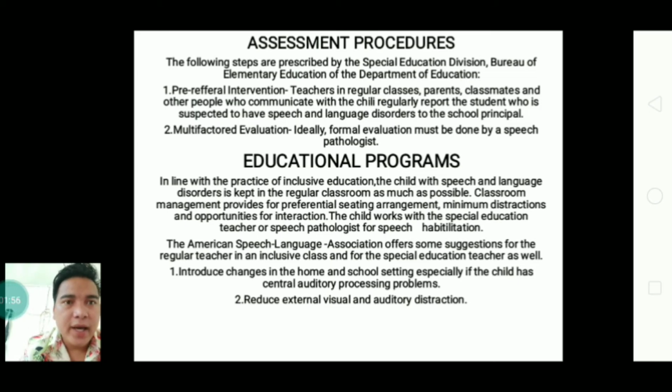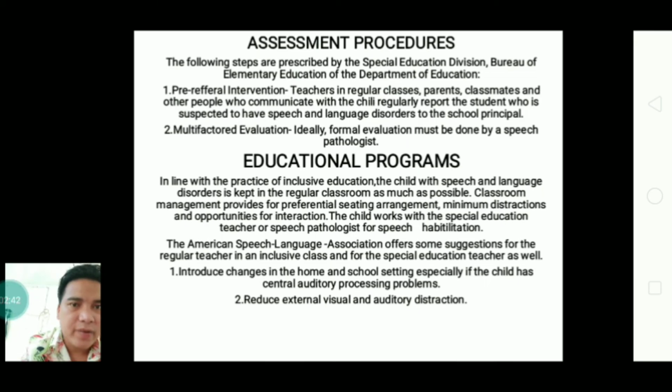Educational programs. In line with the practice of inclusive education, the child with speech and language disorders is kept in the regular classroom as much as possible. Classroom management provides for a preferential seating arrangement, minimum distractions, and opportunities for interaction. The child works with the special education teachers or speech pathologists for speech habilitation.